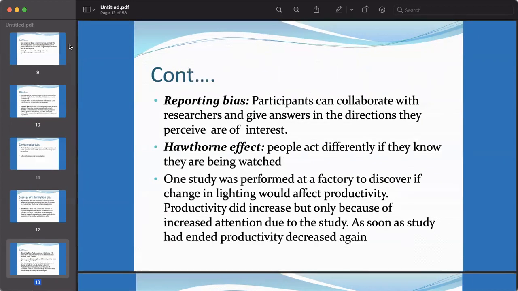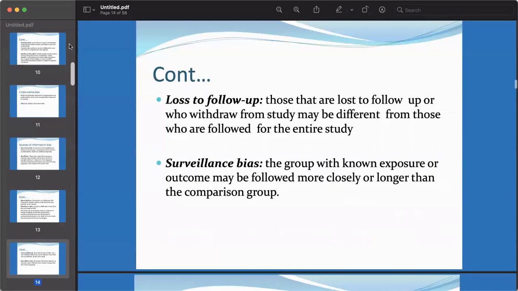Reporting bias: participants can collaborate with researchers and give answers in the direction they perceive is of interest. Hawthorne effect: people act differently if they know they are being watched. One study was performed at a factory to discover if a change in lighting would affect productivity. Productivity did increase, but only because of increased attention due to the study. As soon as the study had ended, productivity decreased again.